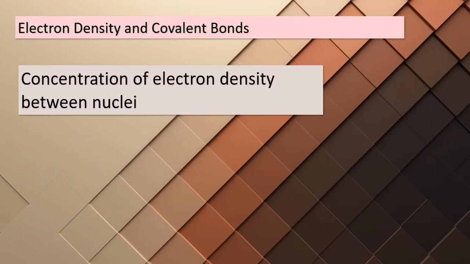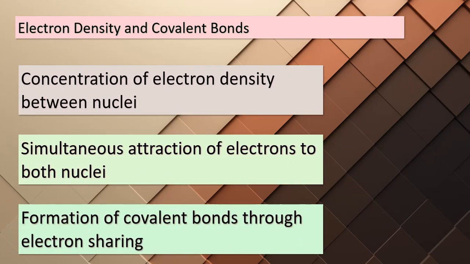Great job keeping up, students! In the previous topic, we introduced the concept of electron density concentration. Now, let's delve deeper into this fascinating phenomenon. Imagine the region between the nuclei of two interacting atoms. This region becomes a hotbed of electron activity, with electron density accumulating there. What's even more astonishing is that these electrons are drawn towards both nuclei simultaneously. This dual attraction plays a crucial role in the formation of covalent bonds.